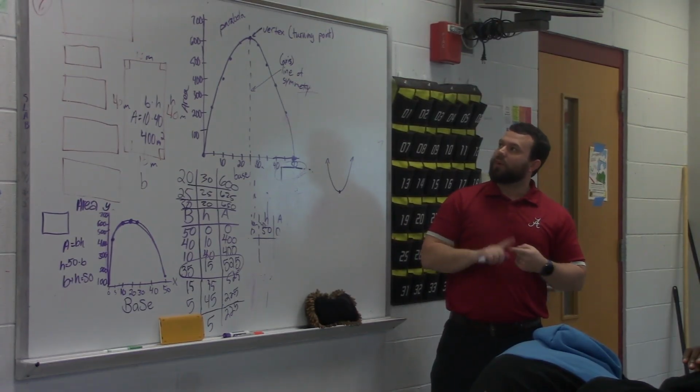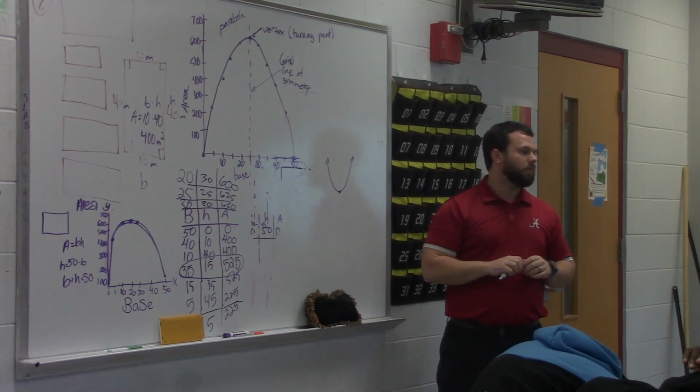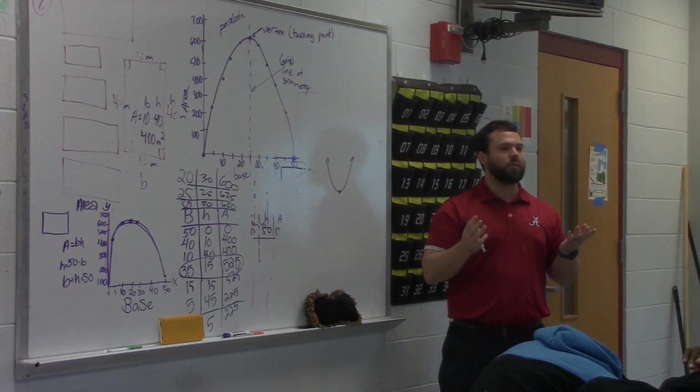All right, so we got a vertex, we got a line of symmetry. What else do we have? What other features does this parabola have?